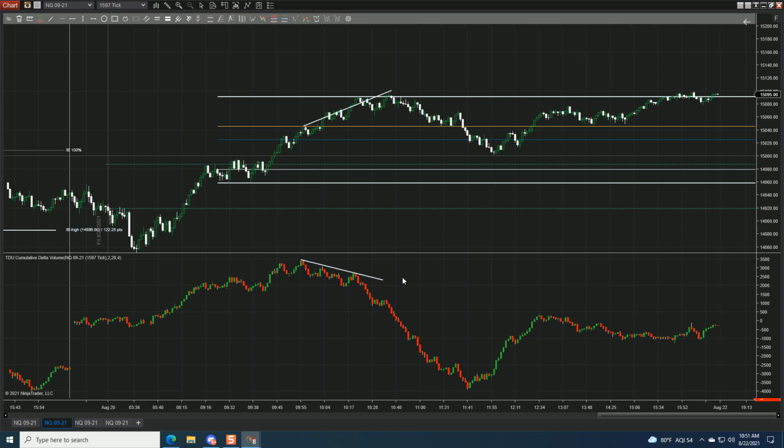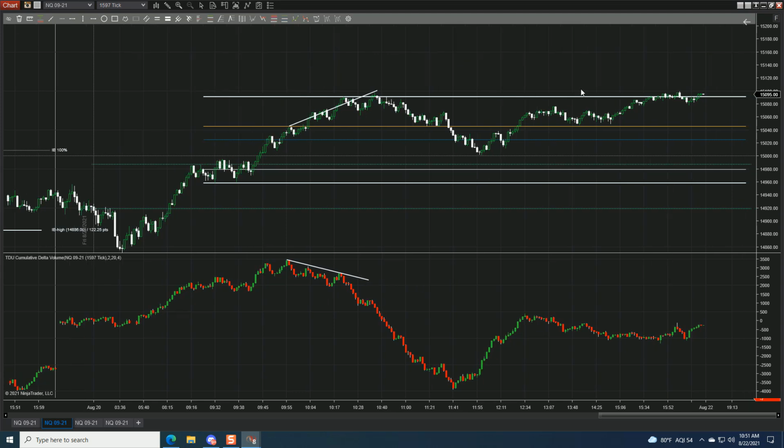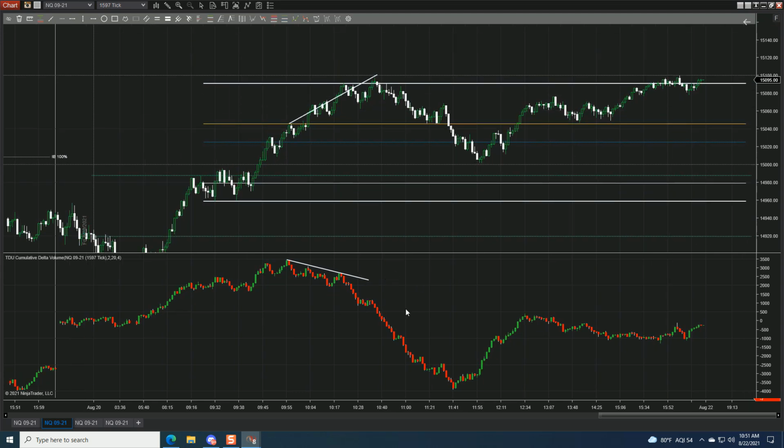You can see that eventually the market rolls over, and now we've got the price action matching the cumulative delta, or the aggressors in the market.